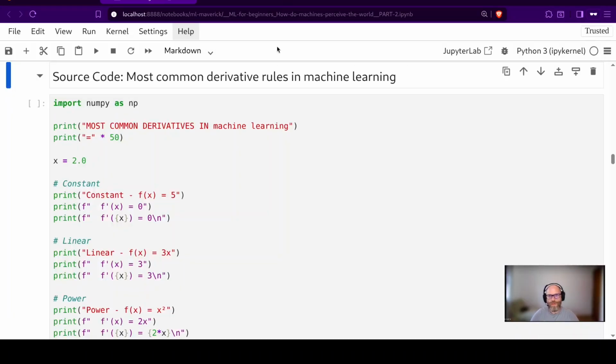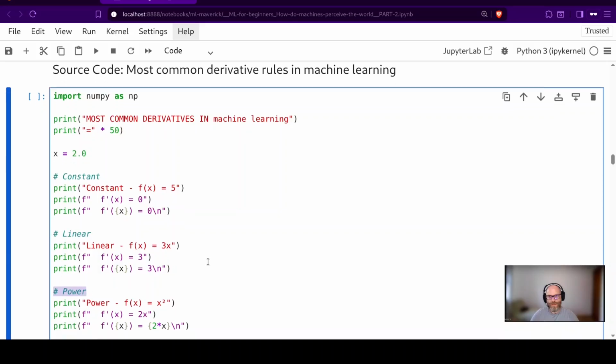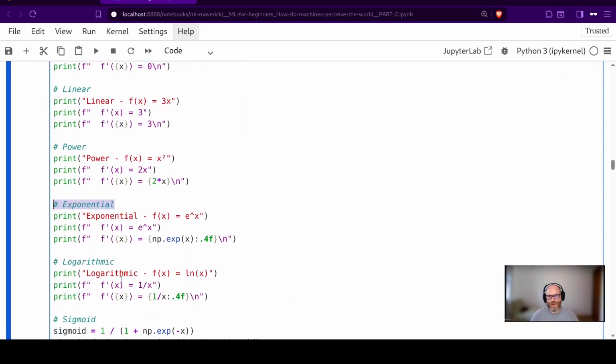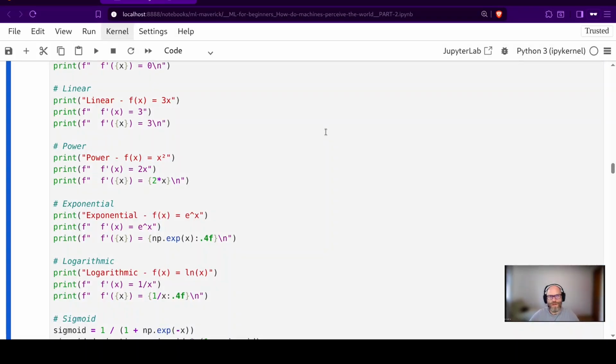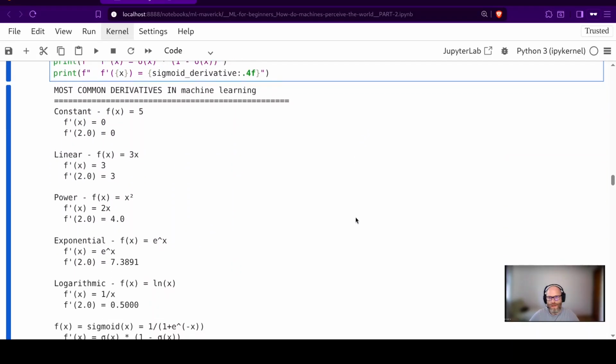Source code. Most common derivative rules in machine learning. Using NumPy for numerical operations, I will show how the derivatives look for constant, linear, power, exponential, logarithmic, and sigmoid. To run the code, I will simply hit Shift Enter, and we have it.